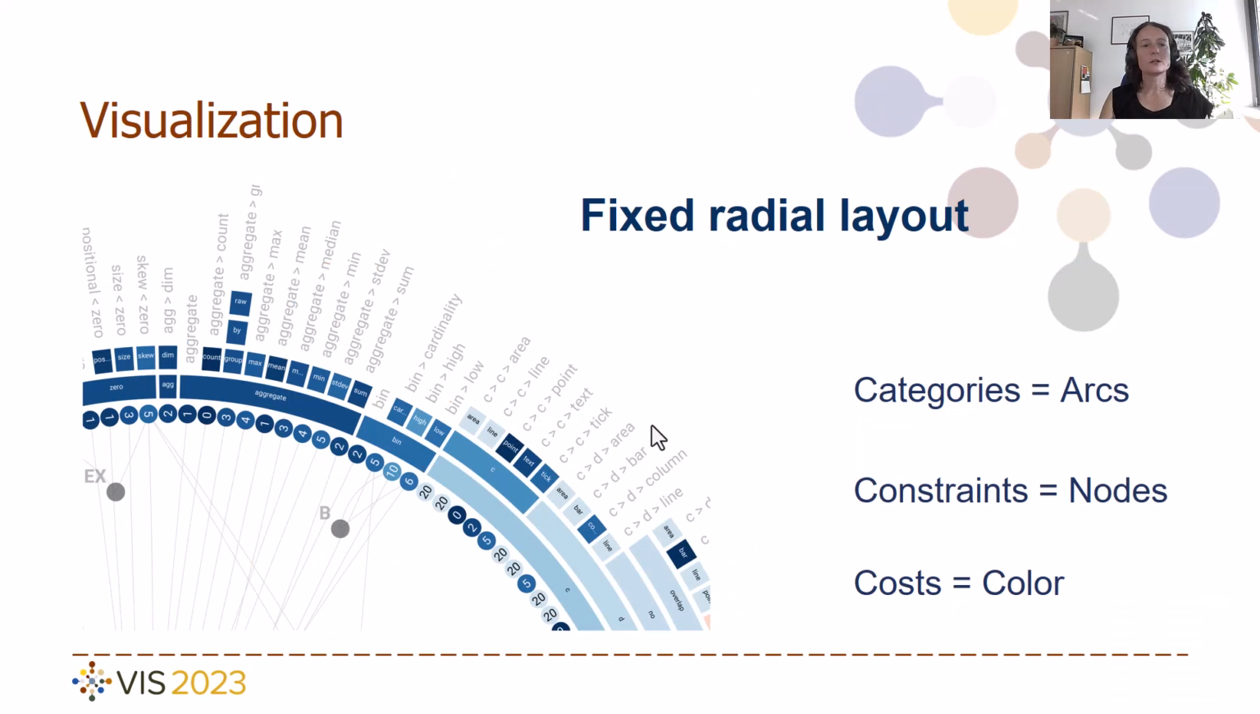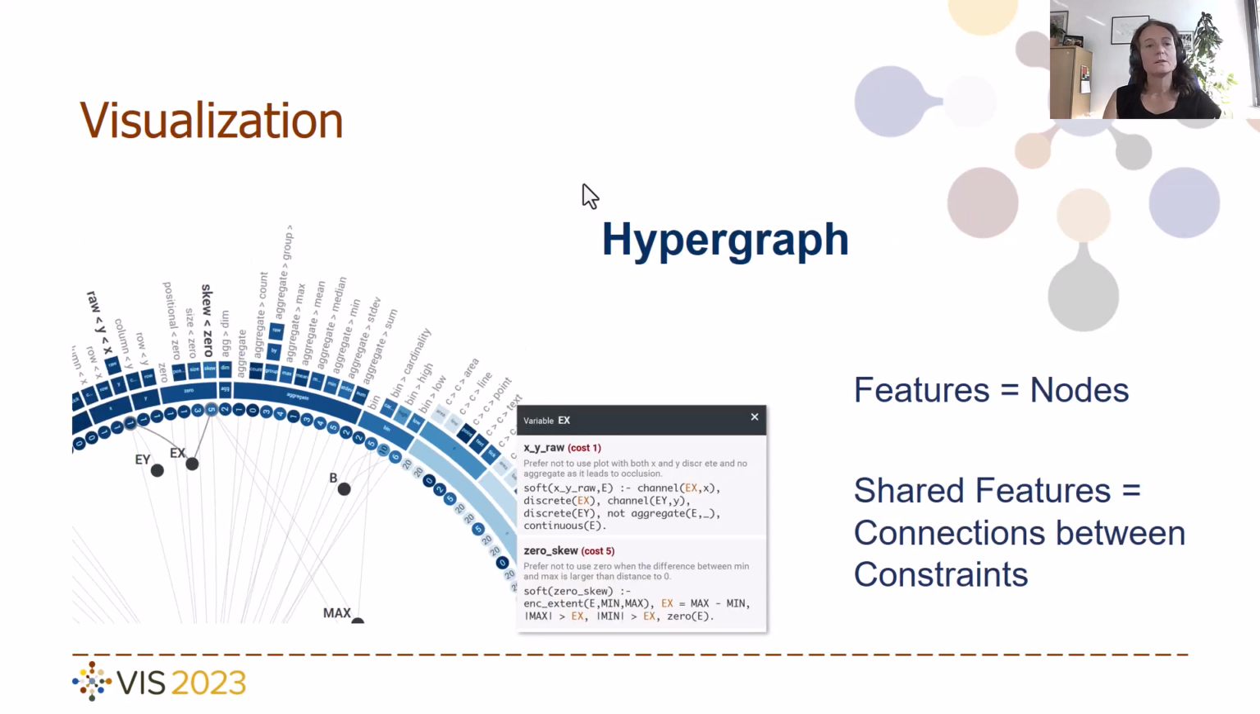To start with visualizing Draco's knowledge base, we arranged constraints in a circle in a fixed radial layout. The categories are arranged as arcs, constraints are shown as individual nodes, and costs are mapped to color. Then we integrated our newly generated information, our abstract syntax tree. This tree shows the shared features among the constraints, and these connections are shown as a hypergraph in the middle of the circle.